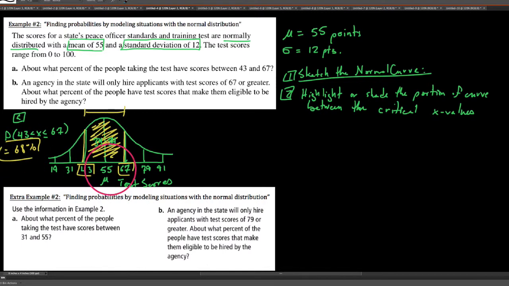And so the likelihood that somebody took this test and got a score between these two scores would be 68%. Now on part B here it says an agency in the state will only hire applicants with test scores of 67 or greater. So about what percentage of the people have test scores that make them eligible to be hired by the agency? When we look at letter B here, let's go ahead and start with our probability.